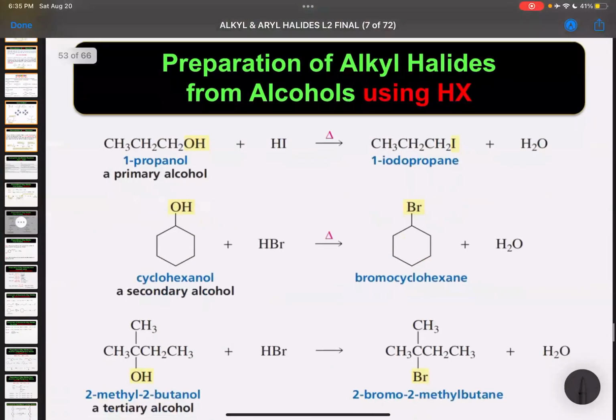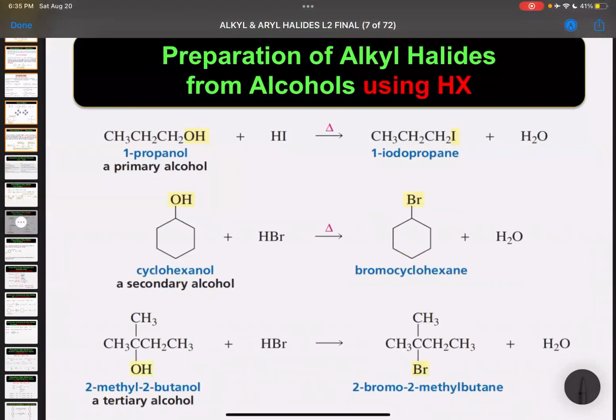So you can see over here, these are the reactions. Similarly, if you take HI, you can simply select the OH and H, and remove them, remove the water, and put I in that, right? Clear? Any doubt in the cyclohexanol secondary alcohol?